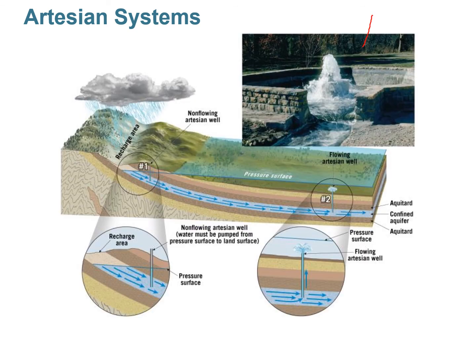So here, this is your flowing artesian well. There's a well here and water just pouring out, okay? That's example number 2. And the way this forms is here's your confined aquifer. Here's an aquitard above and below. Here's all the water in your confined aquifer, right?